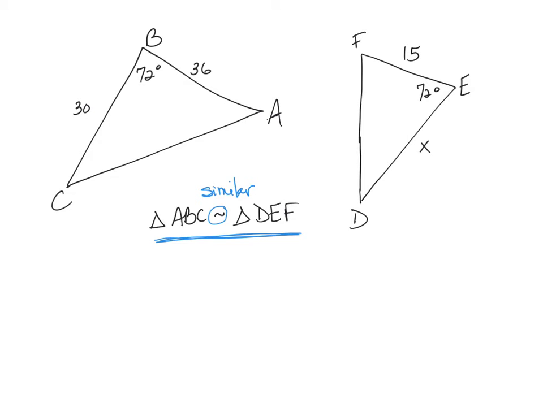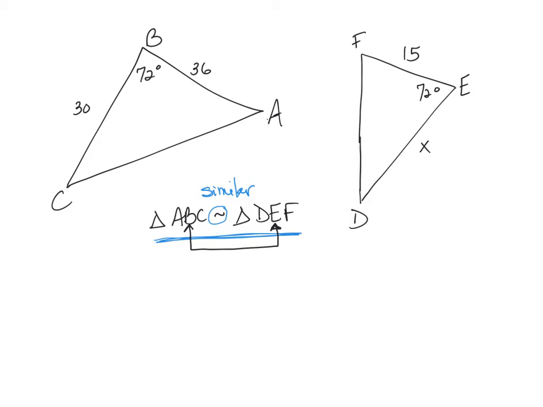So based on my diagram, I know that angle B is congruent to angle E. And if you notice in my similarity statement, both B and E are the second letter of our statement. So that means that angle B is congruent to angle E. And we know that based on the 72 degrees.